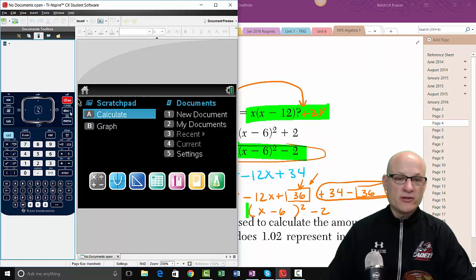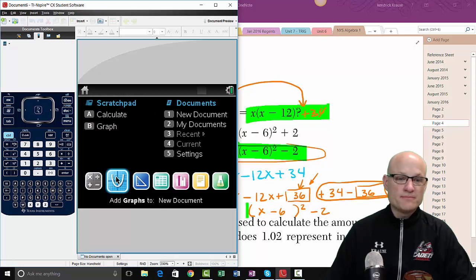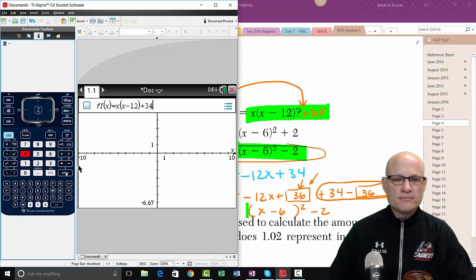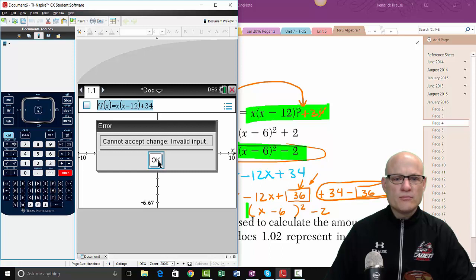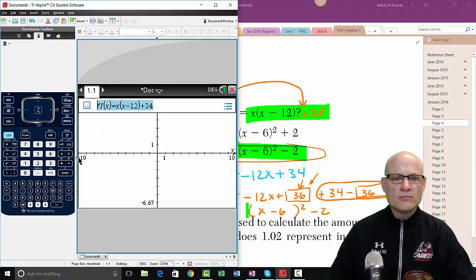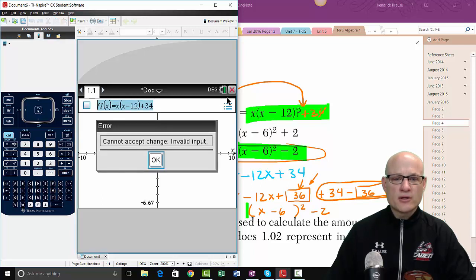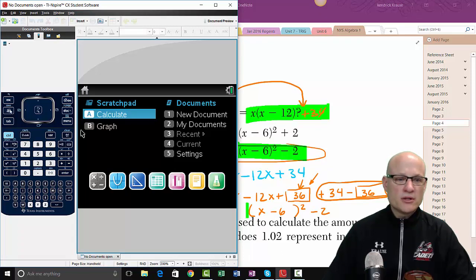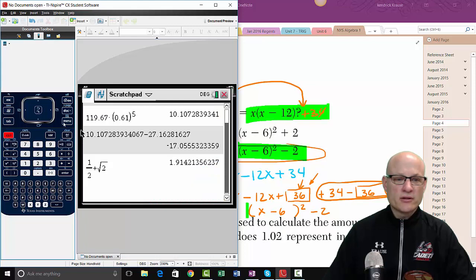Watch how easy this is. Here's another way to do this problem. So x parenthesis x minus 12 plus 34. Oops. All right, apparently we don't like this. I don't think there's anything in my calculator. Let's clear this.